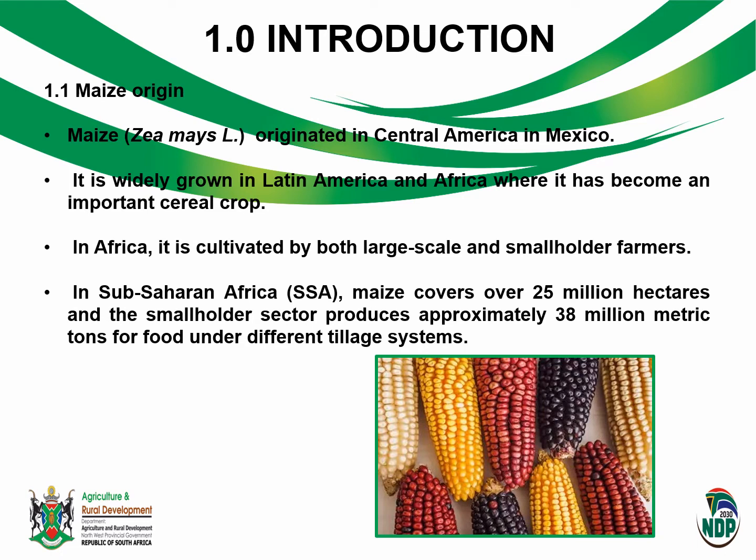Maize originated in Central America in Mexico. It is widely grown in Latin America and Africa, where it has become an important cereal crop. In Africa, it is cultivated by both large-scale and smallholder farmers. In sub-Saharan Africa, maize covers over 25 million hectares.